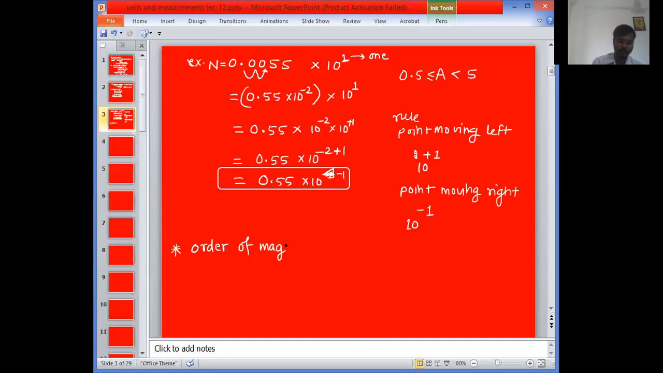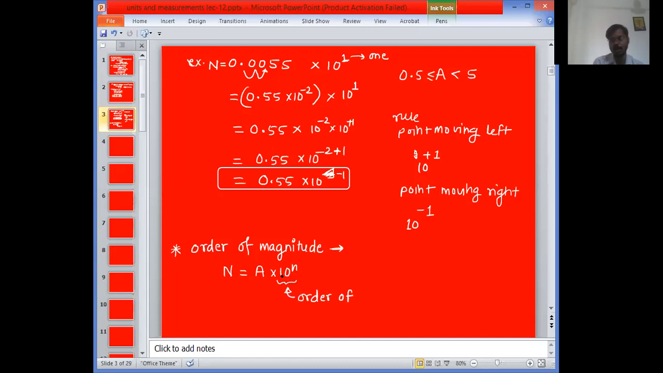Just keep on writing. Order of magnitude. Now first of all you have to write the given number n in terms of scientific notation, a into 10 raised to n. Once you write given number in terms of scientific notation, check this term, this term is called as order of magnitude.